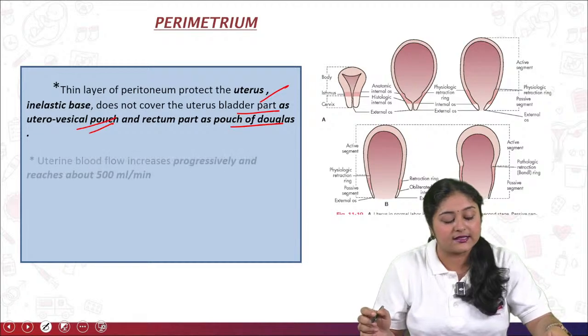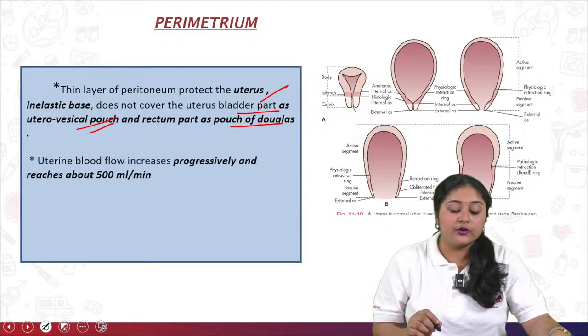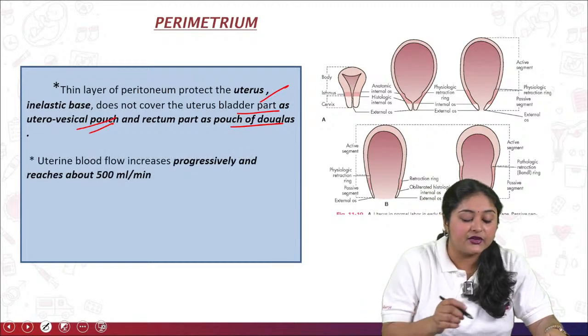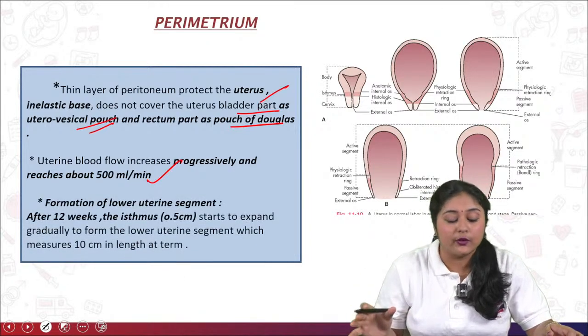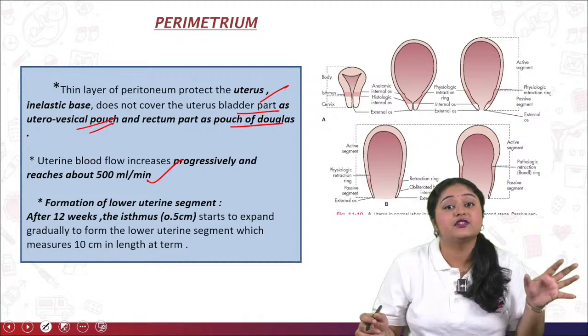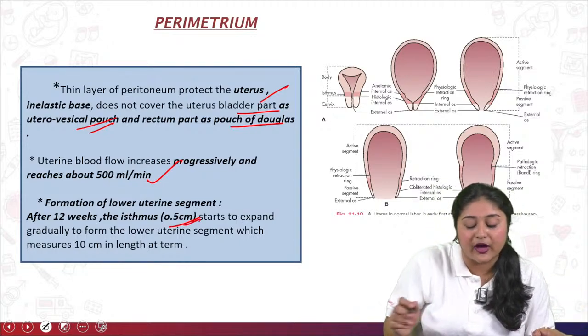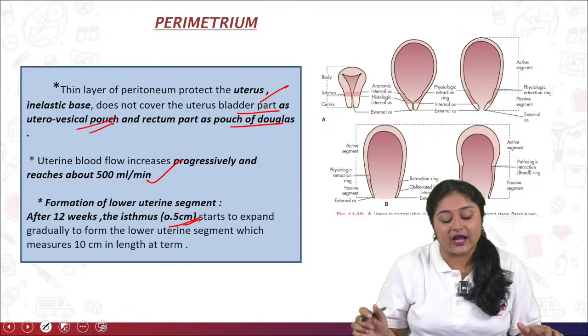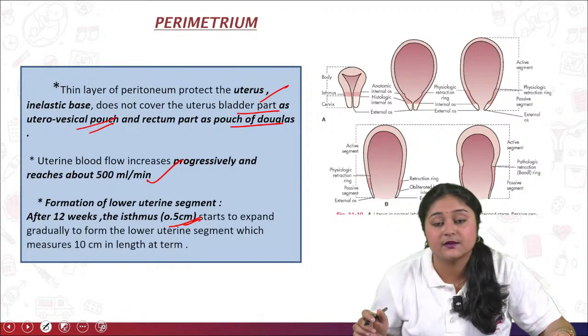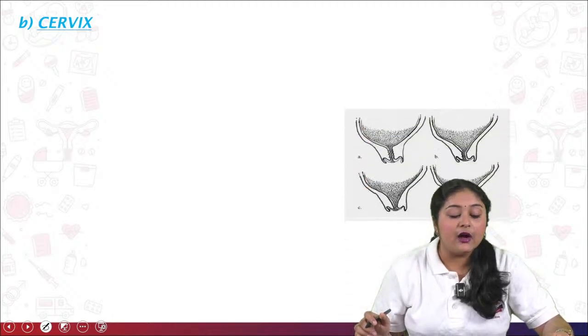Now the uterine blood flow increases progressively and reaches up to 500 milliliters per minute. Then the lower uterine segment forms after 12 weeks: the isthmus of 0.5 centimeters starts to expand gradually to form the lower uterine segment, which measures 10 centimeters in length at the top. Now let's come to the cervix.